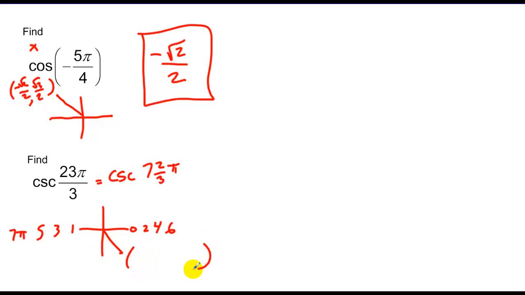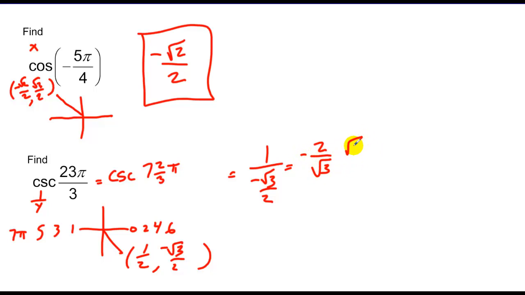And I'm at a third. So I say, what's my x and y value at thirds? I'm at a half and root 3 over 2, but the root 3 over 2 is negative since I'm in the fourth quadrant. I'm looking for a cosecant, which is 1 over my y value. So therefore, I need to take 1 over negative root 3 over 2, multiply by my reciprocal, and I have basically 2 over root 3, which is negative. Rationalize, and I get negative 2 root 3 over 3.